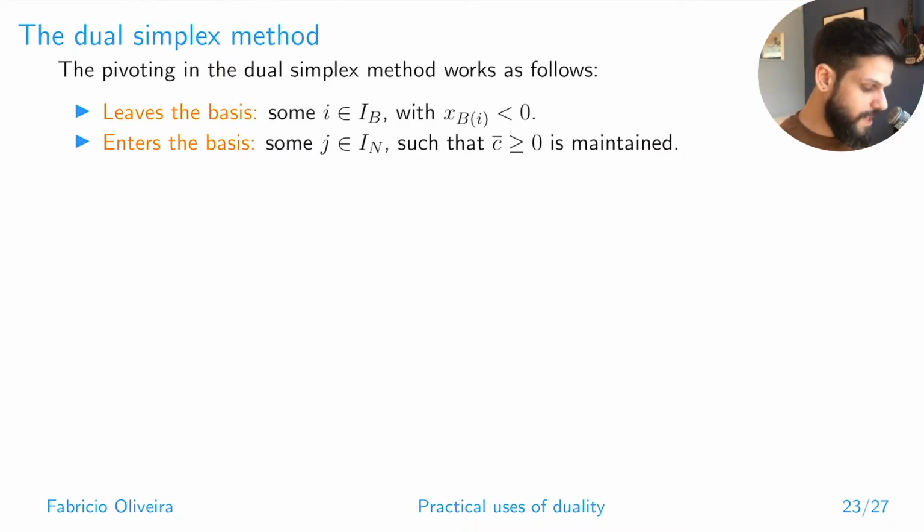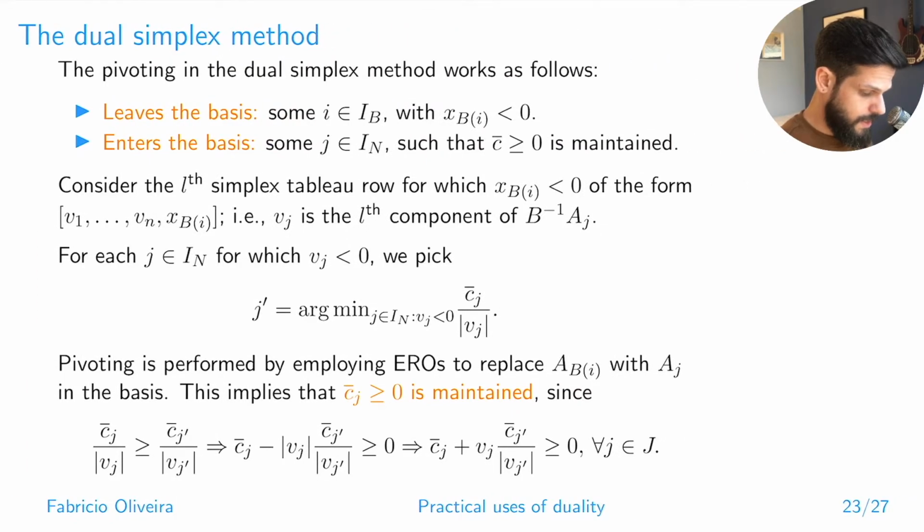And how do we devise that? The choice of the variable that leaves the basis is obvious. We just look at those that have a negative value in that basis and pick that to leave. To enter the basis, we have to adopt a tailor-made criterion to select which of the non-basic variables can become basic without compromising dual feasibility conditions or primal optimality conditions.